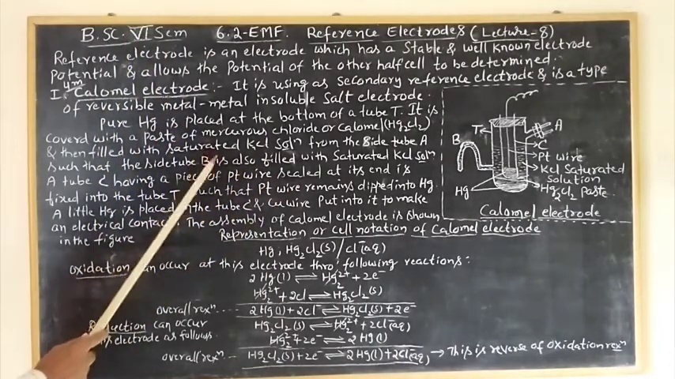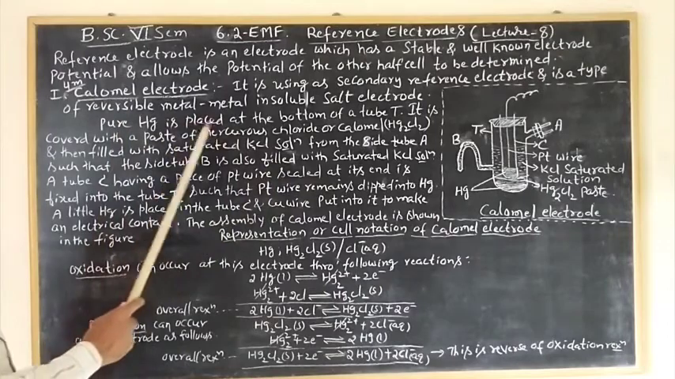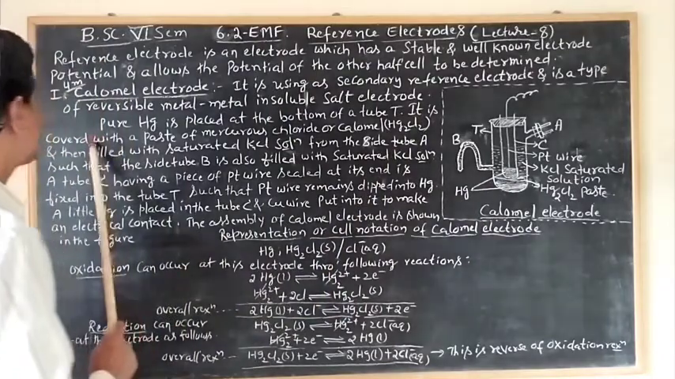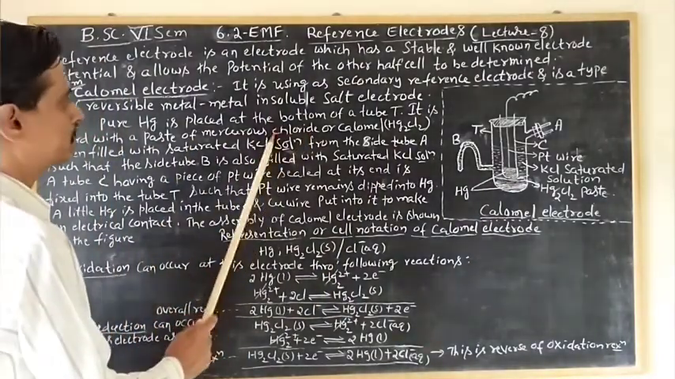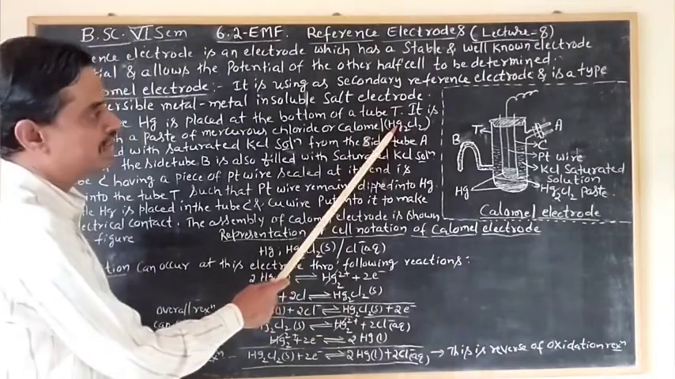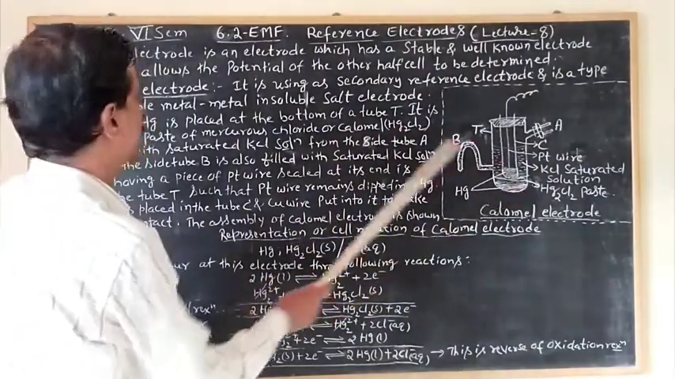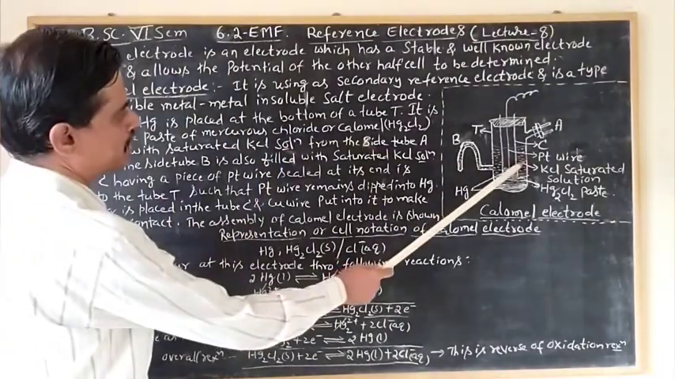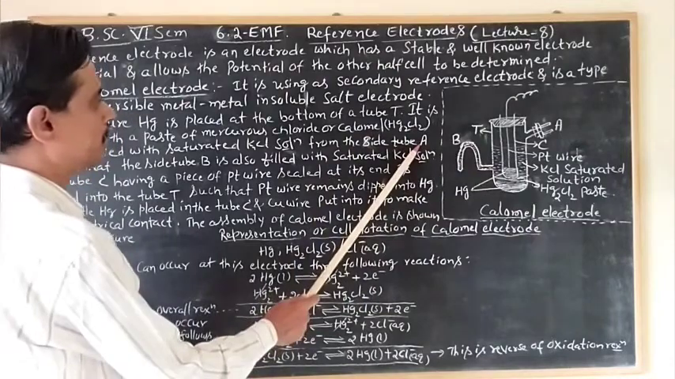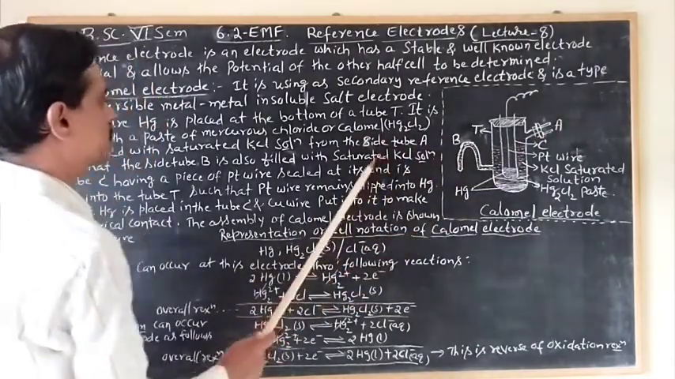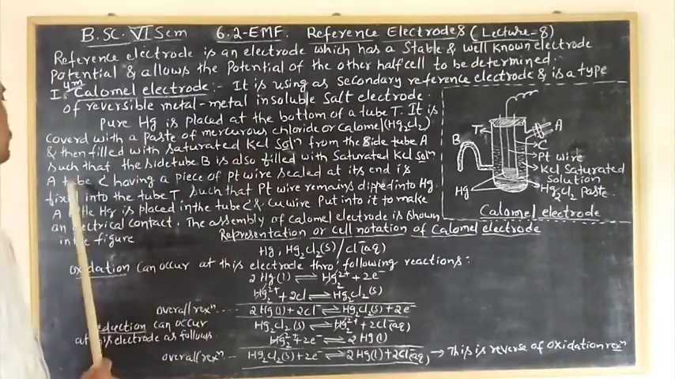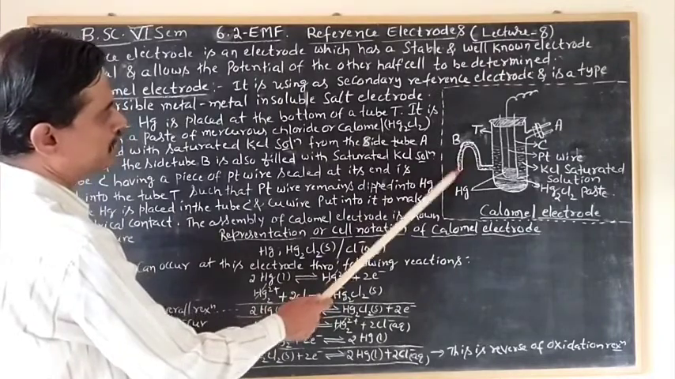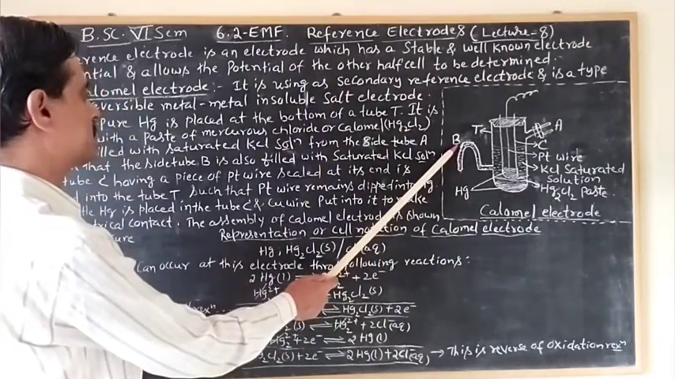Now the construction and working. Pure mercury is placed at the bottom of the tube T. Here it is, the mercury. It is covered with a paste of mercurous chloride. This mercurous chloride is called calomel, with the formula Hg2Cl2. Then it is filled with saturated KCl solution. From the side tube A, we add this saturated KCl solution, such that the side tube B is also filled with saturated KCl solution.